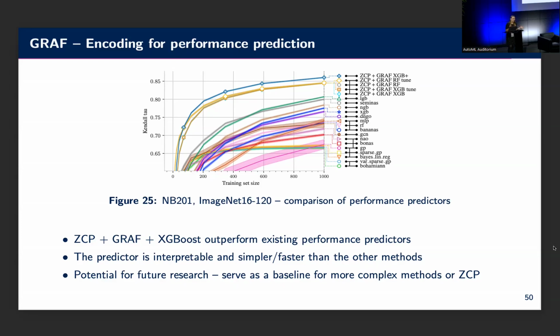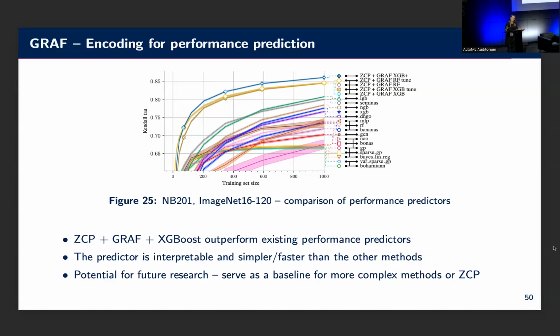It's a really simple encoding. And just zero-cost proxies are not sufficient. So you have to really include the path lengths and stuff like that. And you still get a better prediction. It's also interpretable, which we will play with. And I think it's something where future research could get a lot of nice ideas.